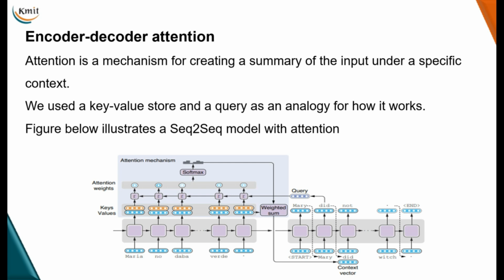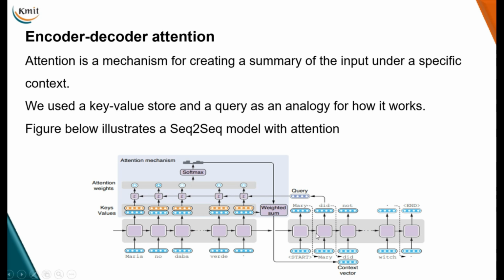Okay, so we've seen that attention mechanism is basically used for creating the summary of the input under specific context. Instead of generating one fixed vector representation of the input sentence, we try to split the given input sentence into key value pairs and then try to generate a context dependent summary using attention mechanism, right? So we used a key value store and then we compared that with a query to generate attention weights and all that, right?